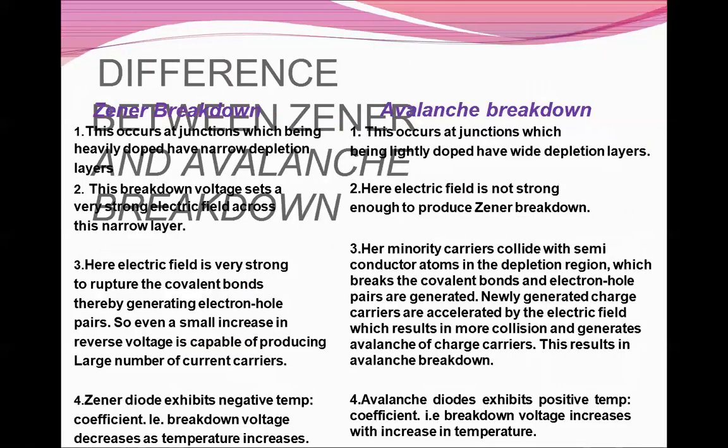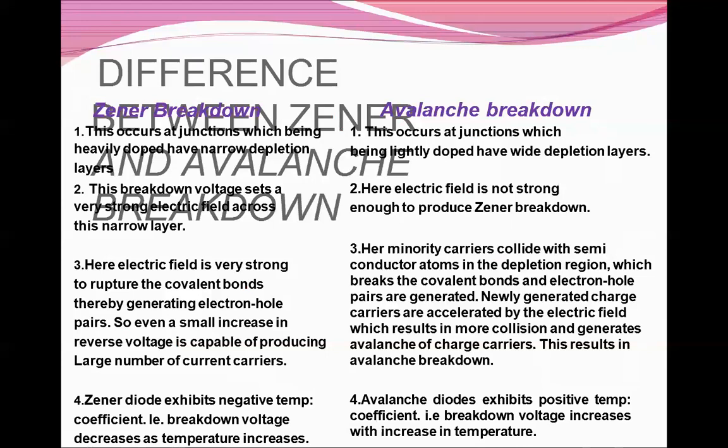Now we are going to see the difference between Zener breakdown and avalanche breakdown. The main differences are: in Zener breakdown, the diode is heavily doped with a narrow depletion layer. In avalanche breakdown, it is lightly doped with a wider depletion layer. In avalanche breakdown, the electric field is not strong enough, whereas in Zener breakdown the electric field is very strong, enough to rupture the covalent bond, thereby generating electron hole pairs. So a large number of current carriers will be available.